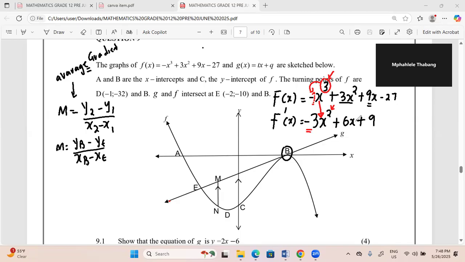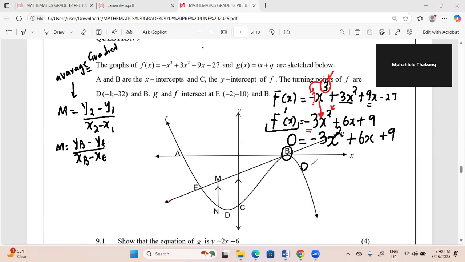Now what you do, you put this f prime x equal to 0 because we know that at the turning point, the gradient is 0. Actually, this f prime x represents the gradient. And at the turning point, the gradient is 0. So you put f prime x equal to 0. You say 0 equals minus 3x squared plus 6x plus 9.